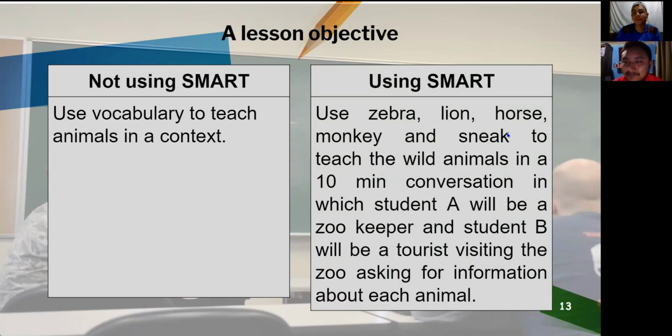Wow, so specific. Here we can observe a really specific objective that we want to approach to all our students, making concrete sentences about how we want to achieve this, and being realistic at the same time, because probably they won't use all of them, but during the conversation they can add some others, and also they can talk about some specific animals. And they also have these roles: student A will be a zookeeper and student B will be a tourist visiting the zoo, asking for information about each animal. So this creates the environment or the context that makes them talk among themselves.